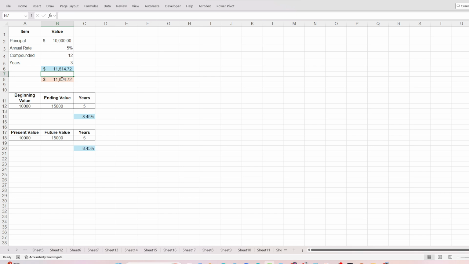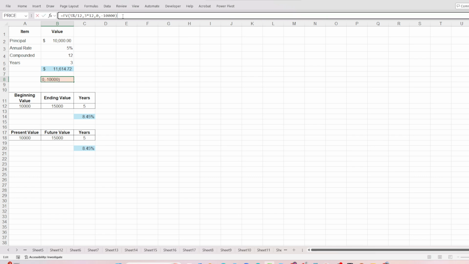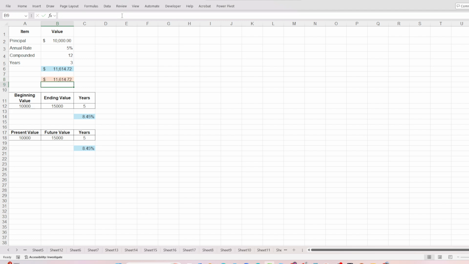Type =FV(5%/12, 3*12, 0, -10,000). This returns the same result, 11,614.72. The FV function is useful because it simplifies compound growth calculations and is especially handy when building financial models.